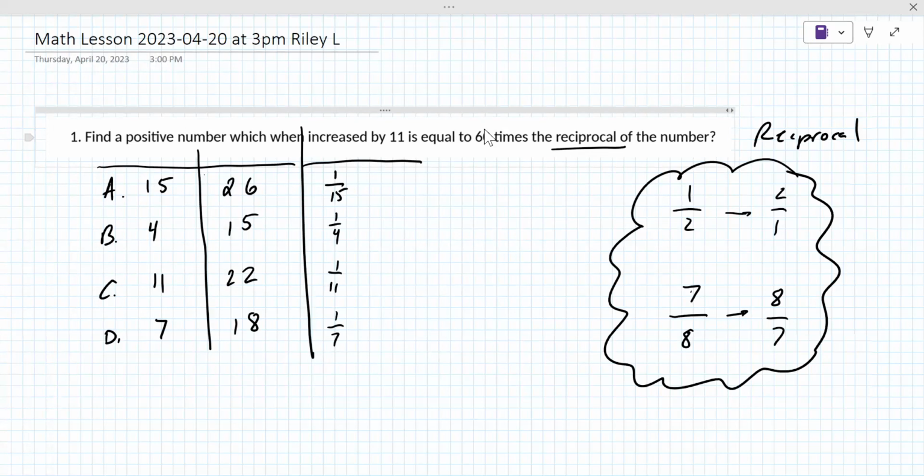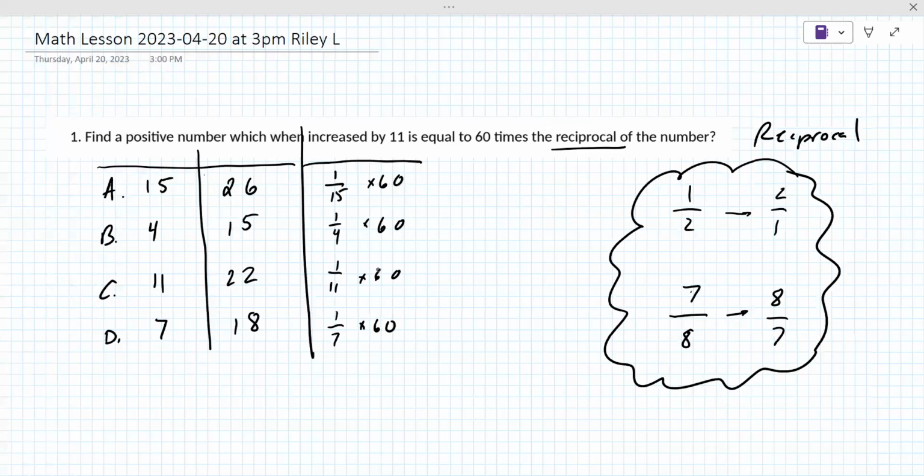And I probably lost it, like all those 1/4, 1/15. Yes, all multiplied by 60. Yes, and there's only two that actually work out reasonable, which is the first two, because 1/15 times 60 is really 60 divided by 15, which is 4. And then 60 divided by 4 is 15.